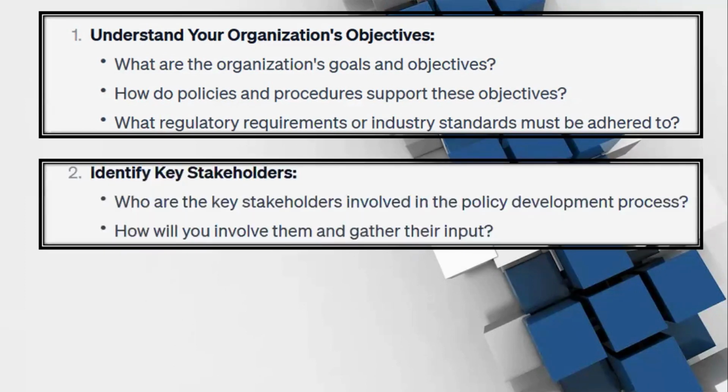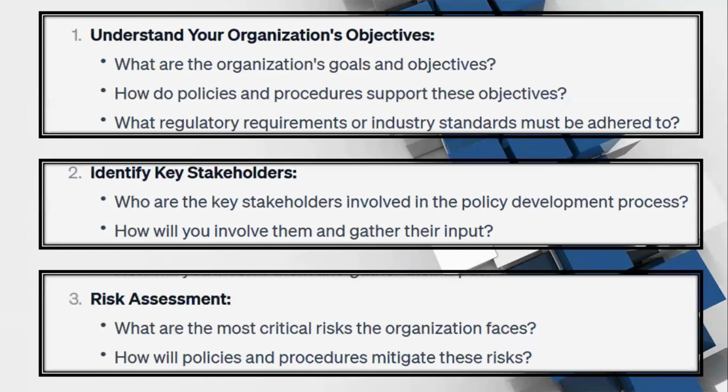Secondly, you want to identify the key stakeholders, in terms of who are the persons, who are the entities that this policy will affect. What are the key stakeholders involved in the policy development process? How will you involve them and gather their input in this process? Thirdly, conducting a risk assessment. What are the most critical risks the organization faces? How will policies and procedures mitigate these risks? And I have intentionally placed all the details on screen so that you're able to get a screenshot of this information as we go along.